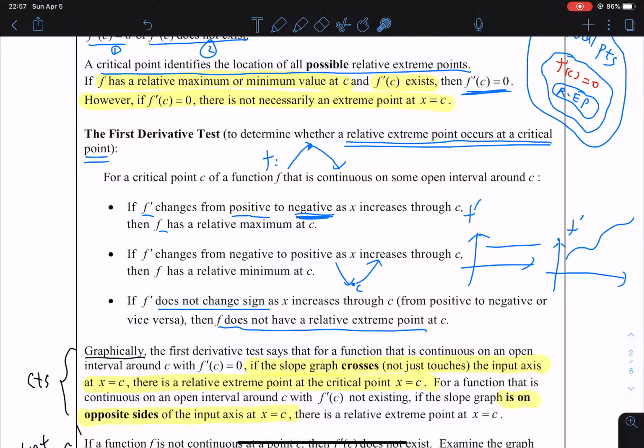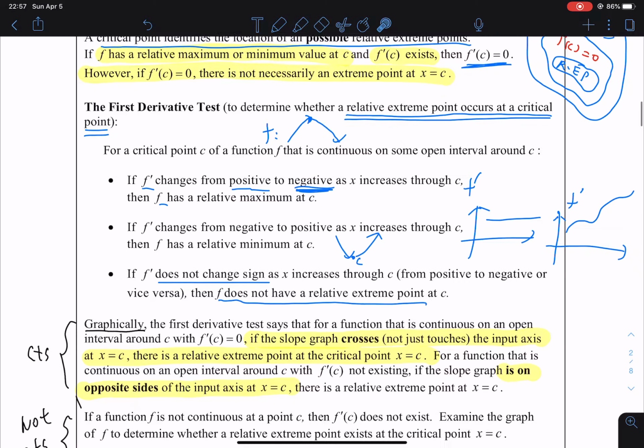Alright, now you have several options, critical points. You are offered a lot of critical points, and you really want to know which one or which several of the critical points are actually relative extreme points. So we use the first derivative test to determine whether a relative extreme point occurs at a critical point. So that means if we have 3 critical points, we want to know which one is actually the relative extreme point. You have to check it one by one by using the first derivative test. So let's go over what it is.